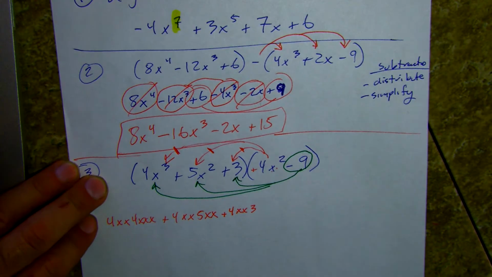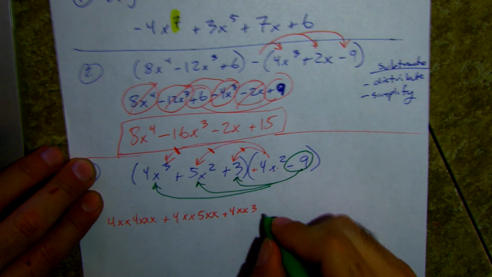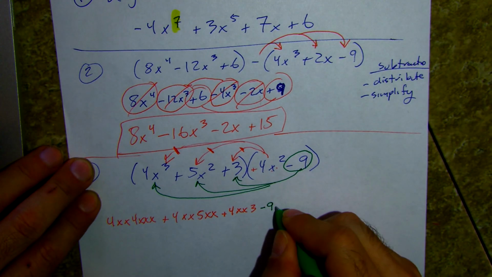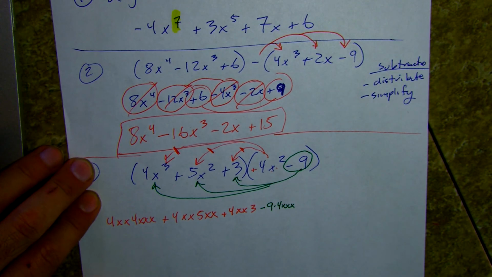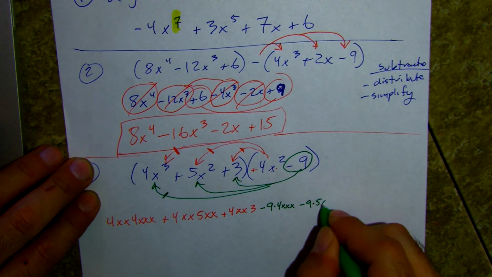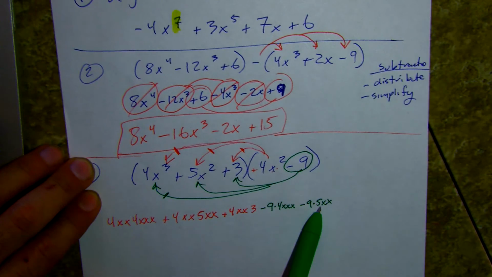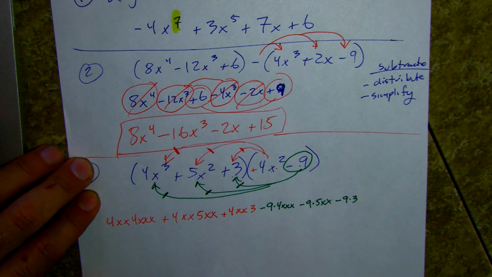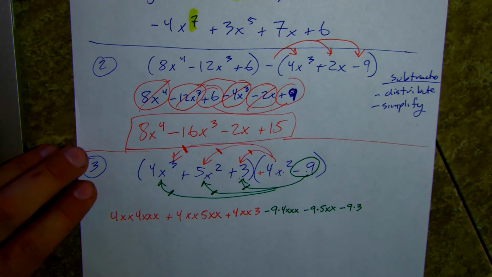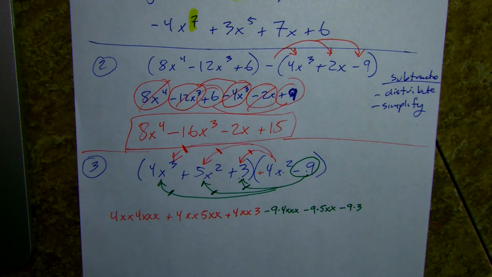Now, we have to remember it's the entire term. It's negative 9 we're going to be multiplying. So I'm going to go ahead and do negative 9 times 4x^3. I'm going to go negative 9 times 5x, negative 9 times 5x squared. There we go. Then finally, negative 9 times 3. Okay, so the main thing here is just make sure you're finding a system where you're not going to miss a term or anything like that.